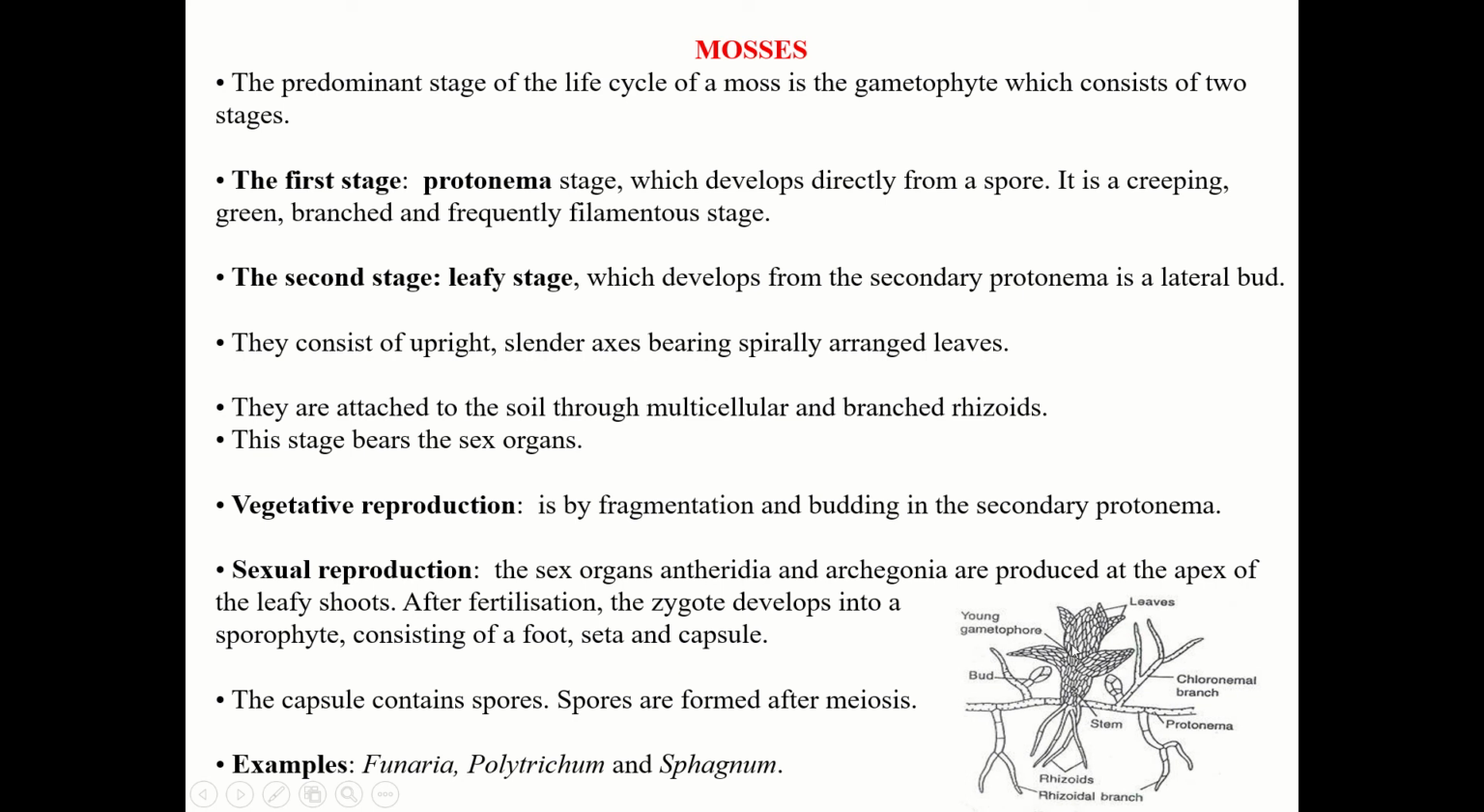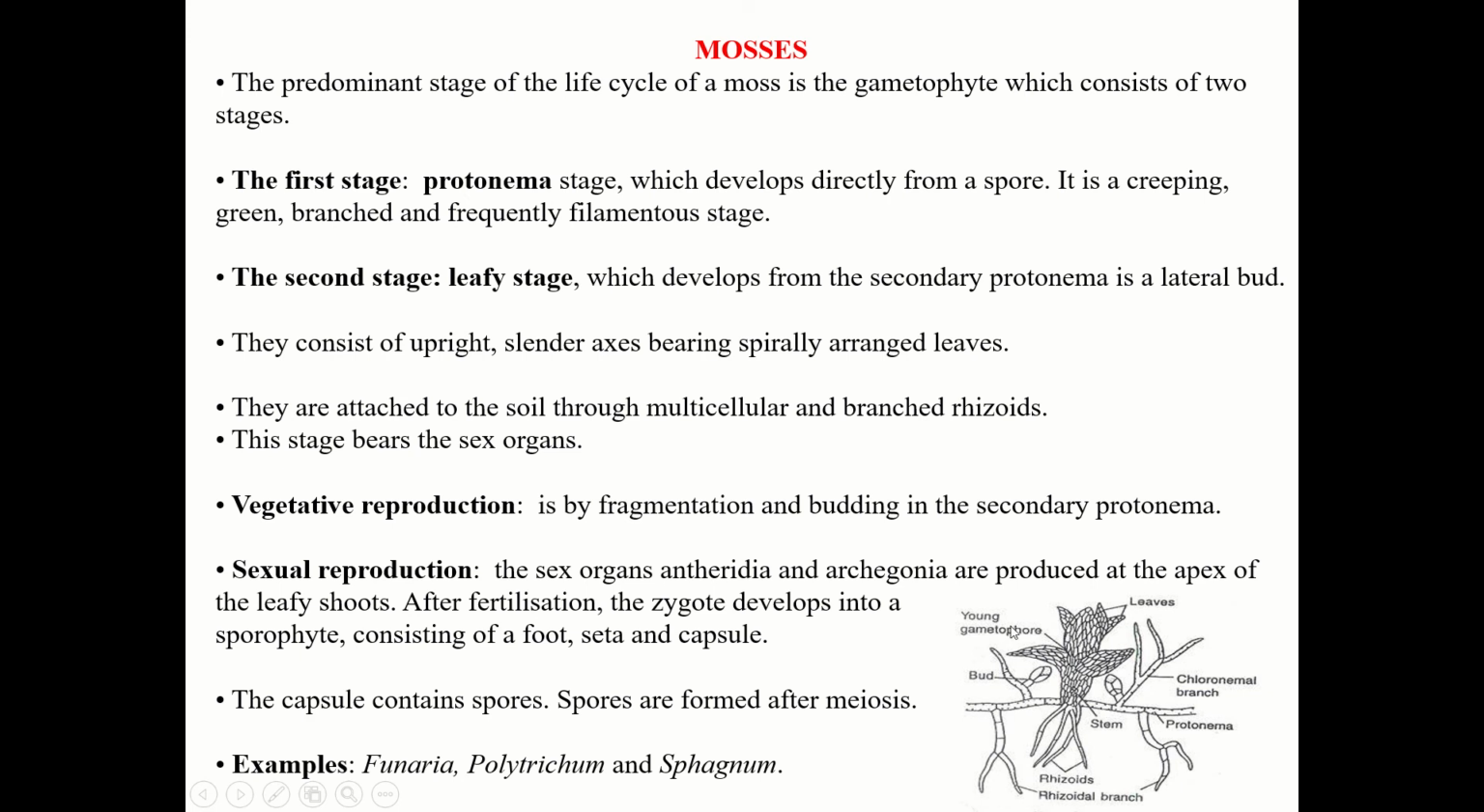Which develop from the secondary protonema as a lateral bud. This is the secondary bud growth. The bud will form into a leafy stem. They consist of an upright, slender axis bearing spirally arranged leaves, alternate and spiral. They are attached to the soil through multicellular and branched rhizoids. This stage bears the sex organs.